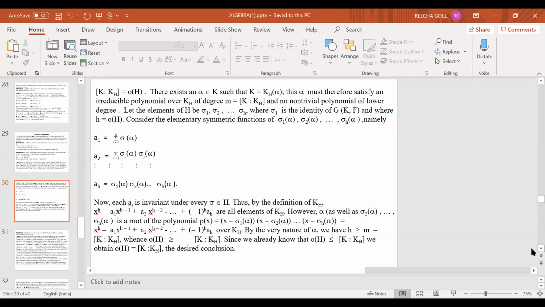So in case of normal extensions, we are going to prove some more results related to normal extensions, because this is the backbone of Galois theory. So we have got many good results. One such result is what we have already seen. Some more results I will take up in my next lecture.